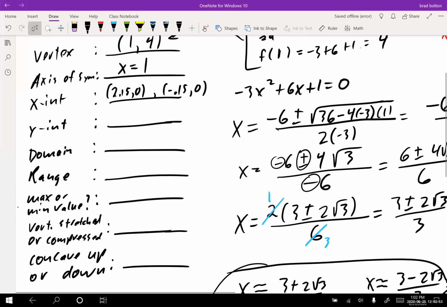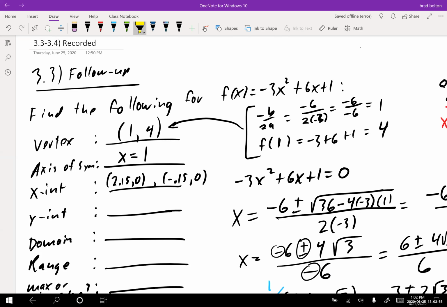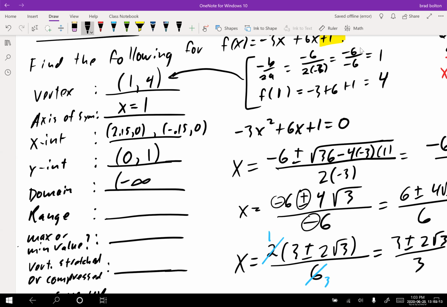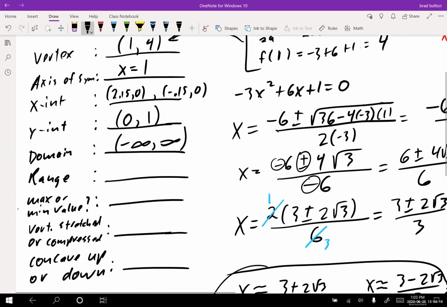Okay. My y-intercept is easy. Remember we said that the y-intercept is always just c when you're dealing with parabolas. So that means my y-intercept is just 0, 1. So in reality, the only one you had to work a lot for is the x-intercepts, which are just the zeros of the function. So now the domain is always negative infinity to positive infinity for vertical parabolas. The range we'll hold off on.